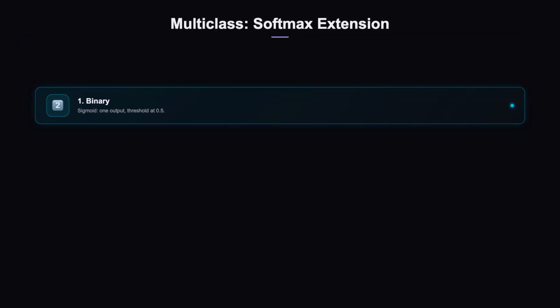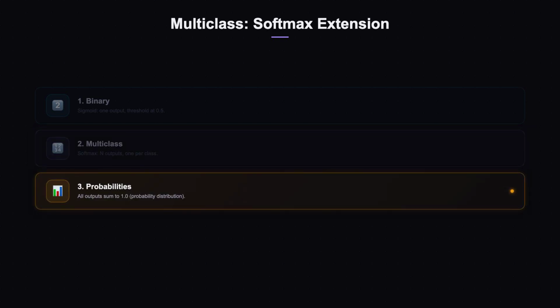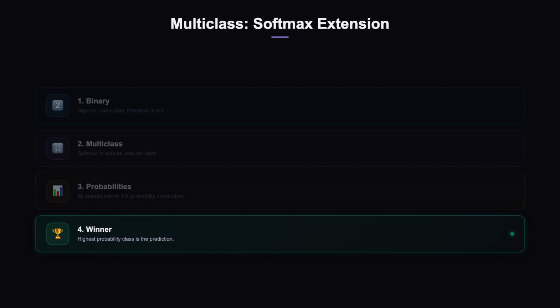What about more than two classes? For multi-class classification, we extend logistic regression using softmax. Instead of one sigmoid output, softmax gives a probability distribution across all classes. The probabilities sum to 1. The class with the highest probability wins. This is how image classifiers decide between cat, dog, bird, and everything else.